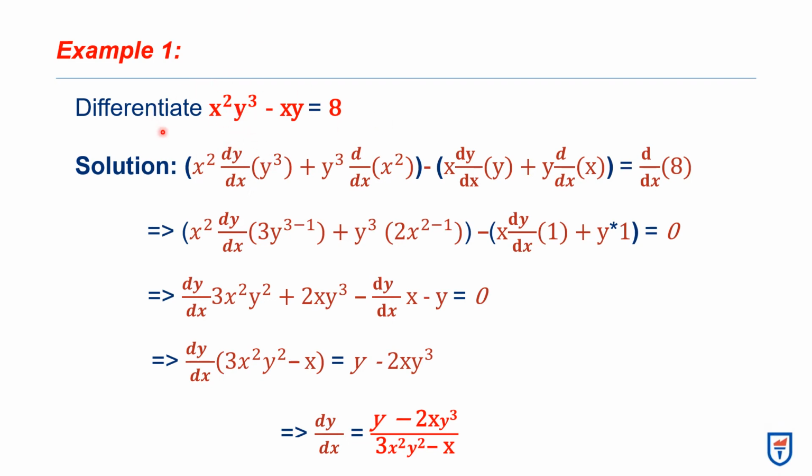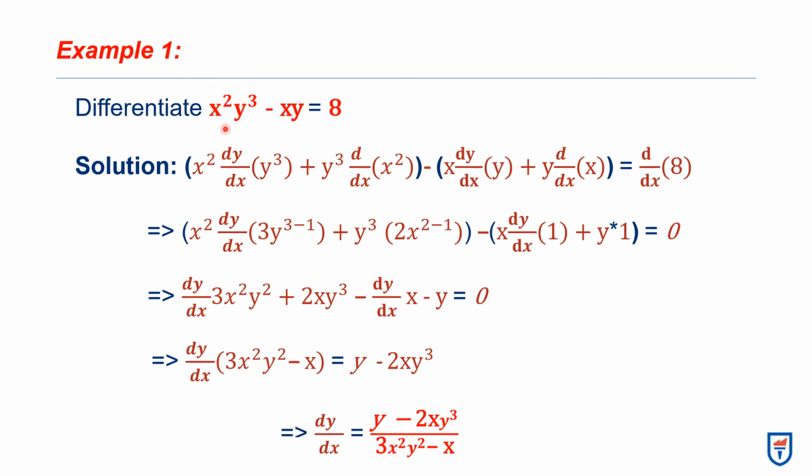So the question here is saying differentiate x to the power 2, y to the power 3 minus xy equals 8. So when we're differentiating an implicit function, we need to differentiate each and every variable in each and every term. So here, if you check the first term, we have variable y and variable x multiplied to each other. So we need to use a composition. We treat this as two different functions, function 1, which is x squared, and function 2, which is y cubed. So we can use the product rule to differentiate any two functions that are multiplying each other.